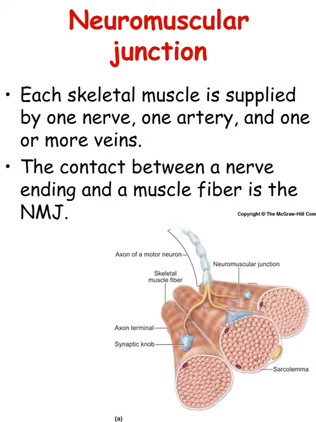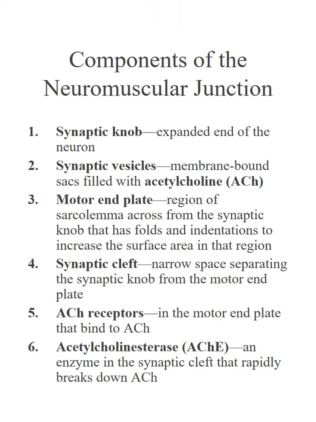The motor neuron transmits the nerve impulse to the muscle fiber at the neuromuscular junction, which is the point where the motor neuron meets the skeletal muscle fiber. The components of the neuromuscular junction include the synaptic knob of the neuron, which is an expanded tip of the axon. Here it expands further to cover a relatively large surface area of the sarcolemma of the muscle fiber. The sarcolemma is just the plasma membrane of the muscle fiber. Nerve impulses travel from the axon down to the synaptic knobs.